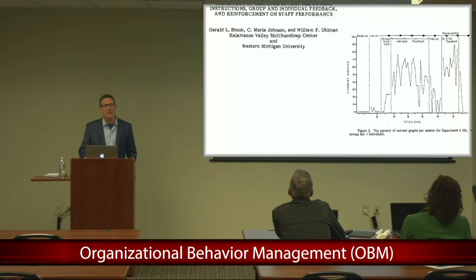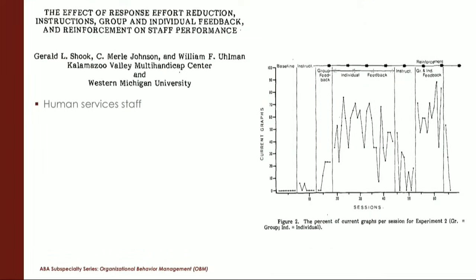And this involved staff performance at a psychiatric hospital. So human services staff, completely different from a manufacturing absenteeism study in industrial manufacturing. What they wanted to do was help the staff or encourage the staff to complete graphs on time. Part of their job was to update graphs of data collection on the persons with disabilities who they were working with, right? But the staff didn't do that. And as you see in baseline, it was 0%.